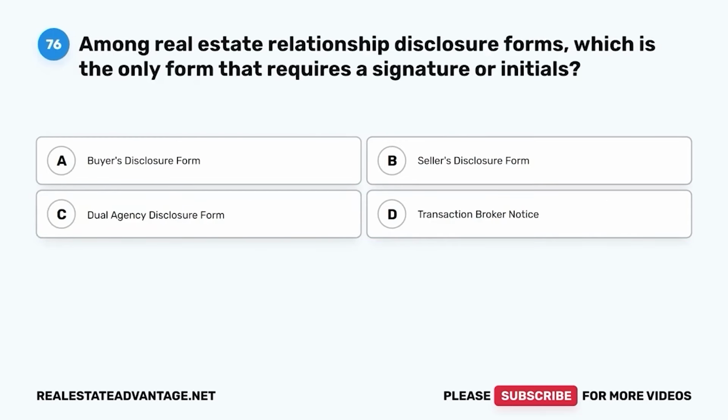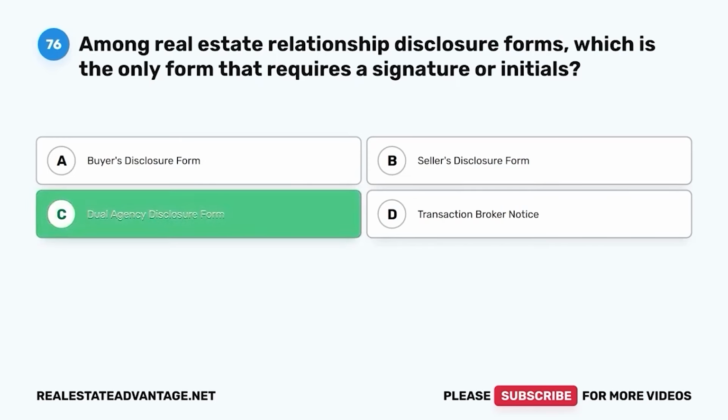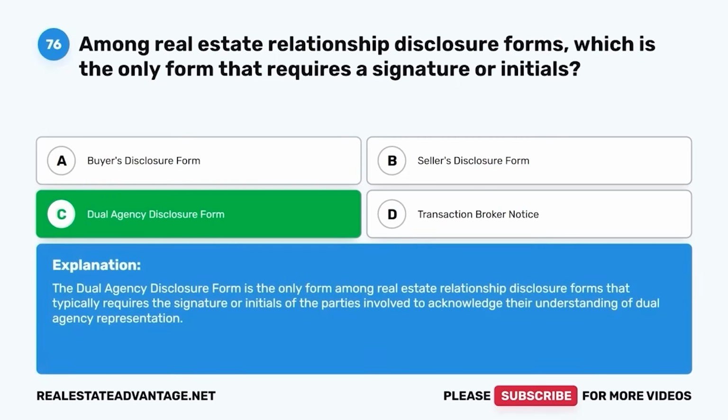Question 76. Among real estate relationship disclosure forms, which is the only form that requires a signature or initials? A. Buyer's disclosure form. B. Seller's disclosure form. C. Dual agency disclosure form. D. Transaction broker notice. The correct answer is C. Dual agency disclosure form. The dual agency disclosure form is the only form among real estate relationship disclosure forms that typically requires the signature or initials of the parties involved to acknowledge their understanding of dual agency representation.